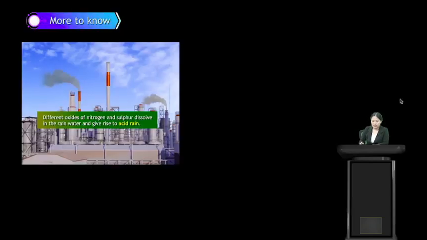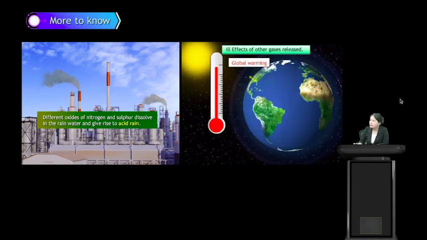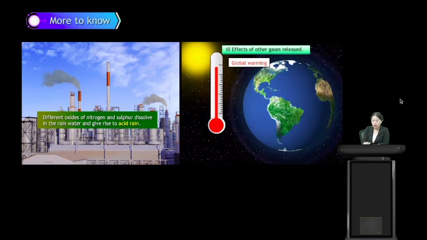Now, more to know. It does not only affect human health, but it also affects the environment. It leads to climate change. Different oxides of nitrogen and sulfur dissolve in the rain and give rise to acid rain. When this acid rain falls on Earth, it has an adverse effect on marine life, the plants and animals living in water bodies. It also destroys vegetation, buildings and monuments. The release of other gases during incomplete combustion will also lead to global warming. So these are some of the ill effects of incomplete combustion.